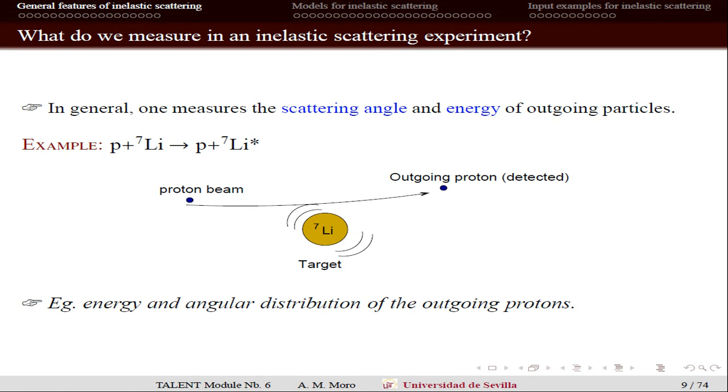So let's see a specific example. Imagine we have an experiment in which a proton scatters by a lithium-7 target, and the target gets eventually excited to one of the possible excited states. In this experiment, the natural observable to measure is the angular distribution of the protons, and the energies of these protons. This is what one naturally would measure. Even a theorist knows this.